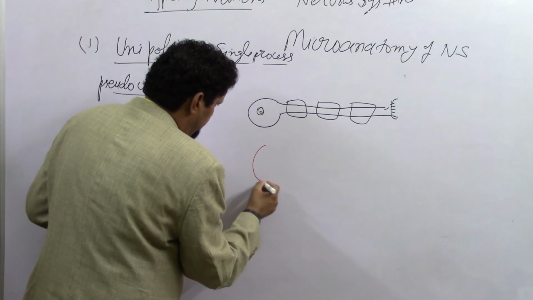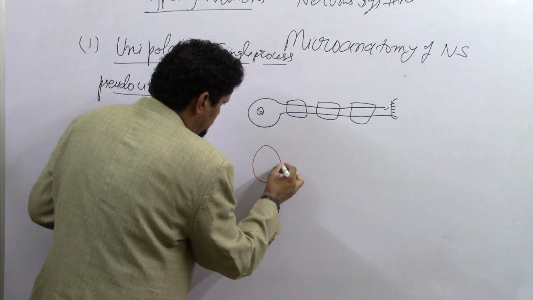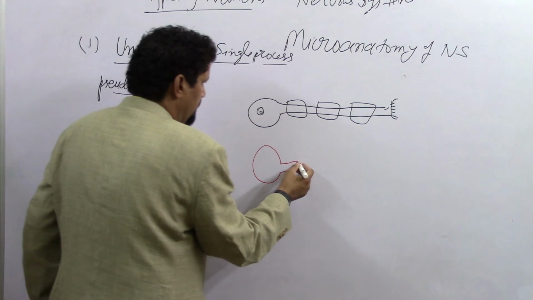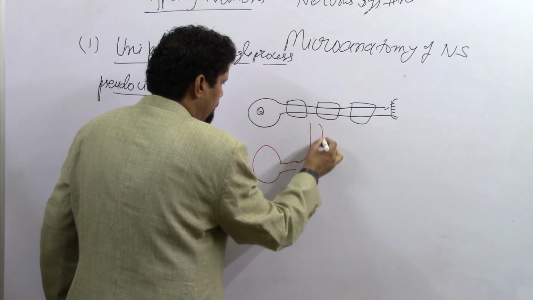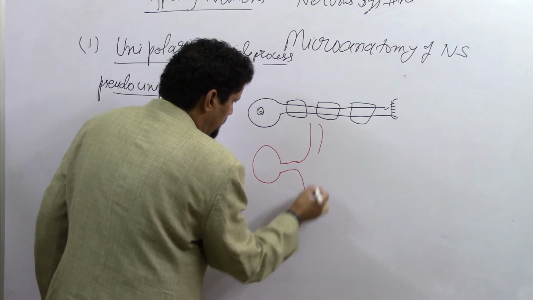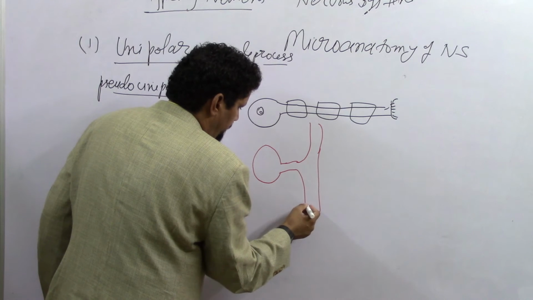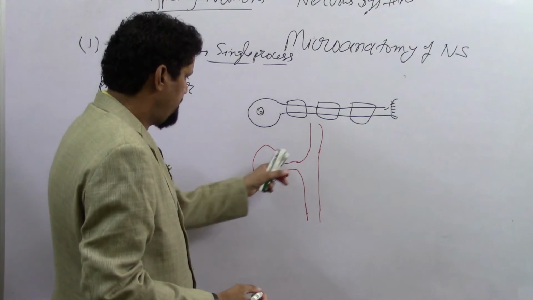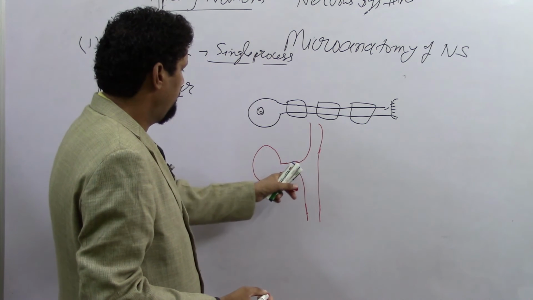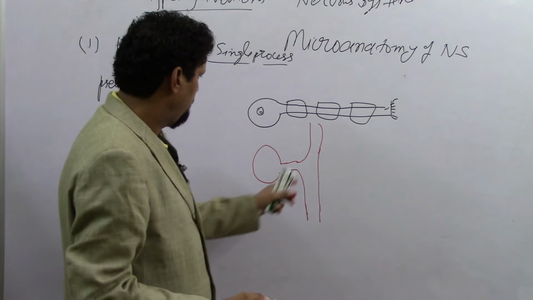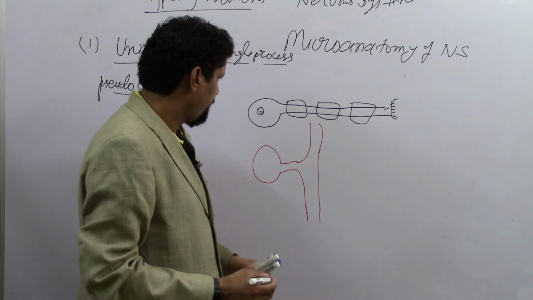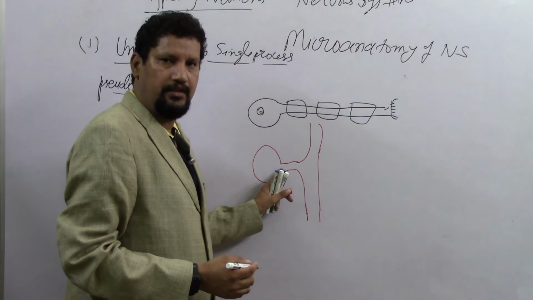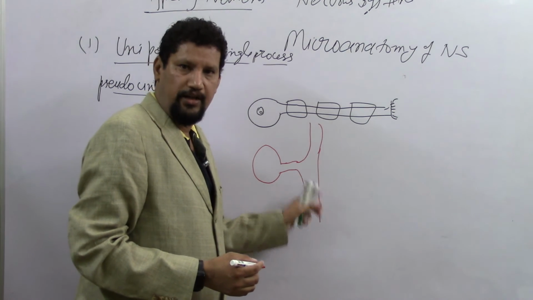On the other hand, here it is a single process divided in two parts, forming a T-shaped structure. Here is a single process and it is divided in two parts.